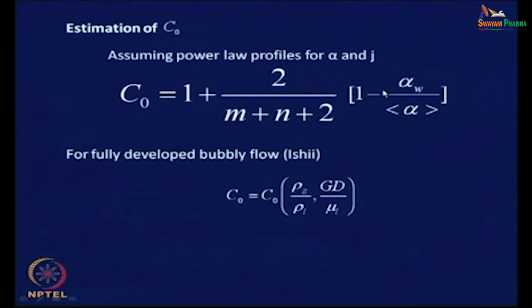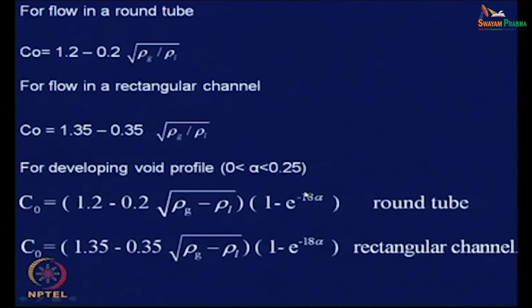If you observe the PPT, you find that this particular C0 has been derived for power law profiles of alpha and j. Several researchers have worked on different aspects of the drift flux model and how to find C0, and several researchers have proposed different values of C0. Some have said that C0 is a function of the density ratio as well as the Reynolds number. Accordingly, several different definitions of C0 have been proposed, which you can use as the case may be. They are empirical correlations which have been derived from a large number of data.